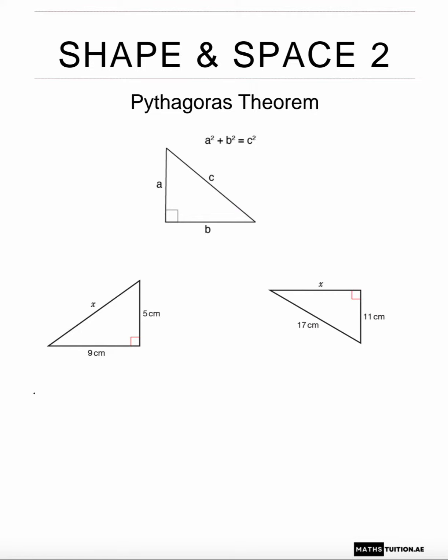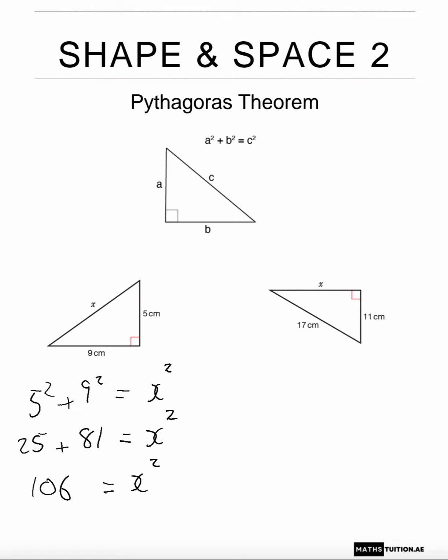So, we're going to have 5 squared plus 9 squared equals the missing side squared. In this case, it's x squared. So, when we do 5 squared and 9 squared, we will get 106. So 106 equals x squared. How do we figure out what the x is? We're going to take the square root of both sides. Square root both sides, and we'll have x is equal to 10.3.